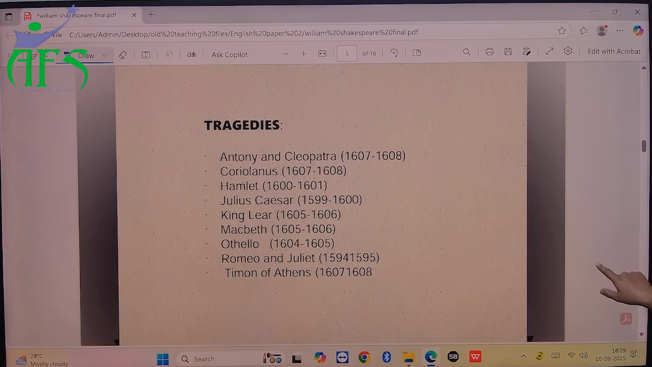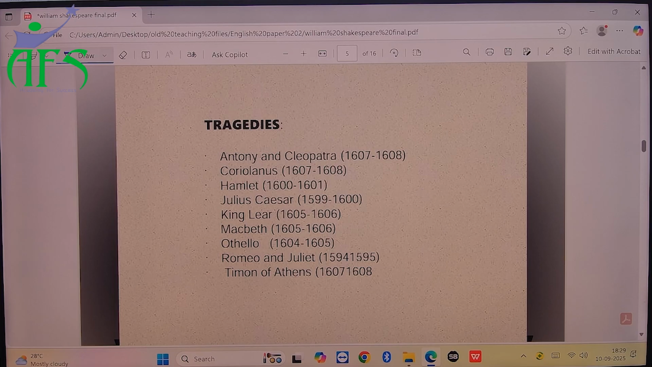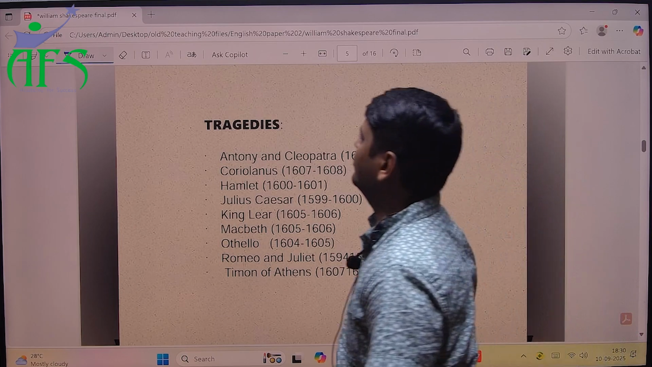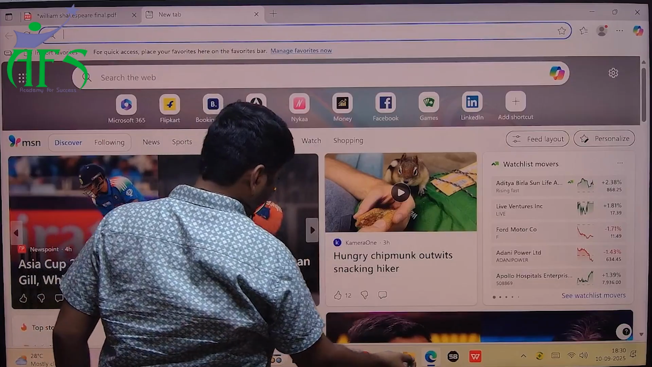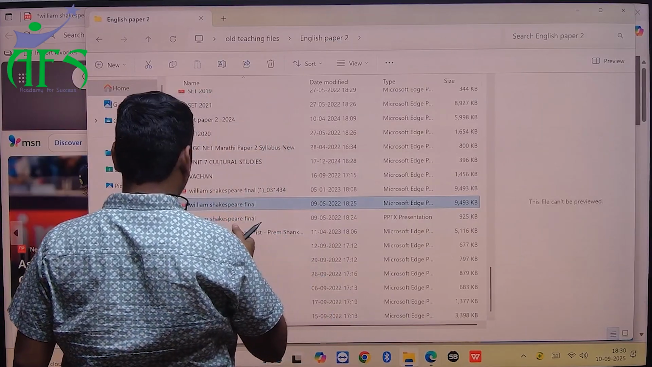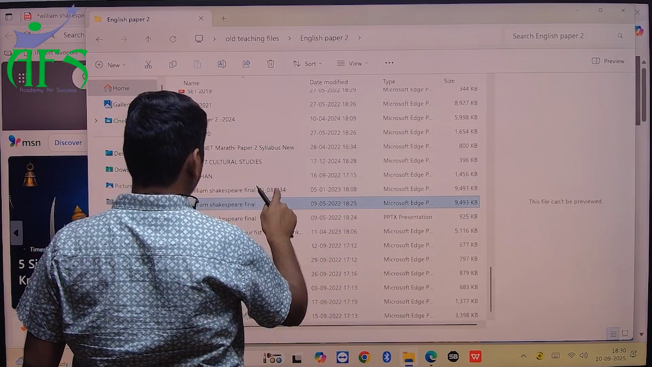So in front of us is, I would use the word anthology, the collection of the tragedies. Before moving towards the tragedies, let's check out another version of his work.